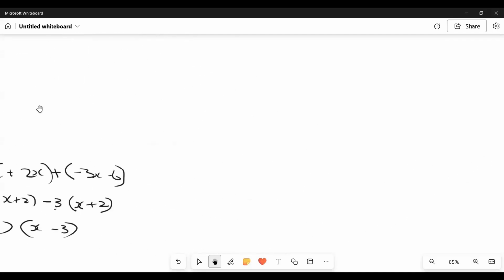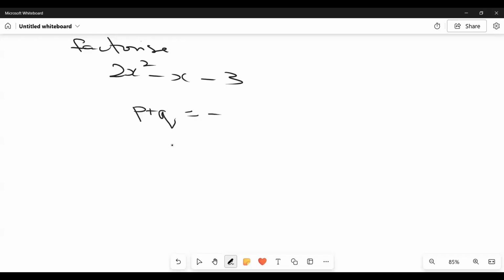Let's go with one very similar to this one. Maybe I'll go with this: 2x squared minus x minus 3. Look at this one. You're asked to factorize this one, right? So let's see. We're looking for two numbers, call them P and Q. When you add them up, you must get minus 1. And when you multiply them, PQ, there must be 2 by minus 3, which is minus 6. This is a no-brainer, right?